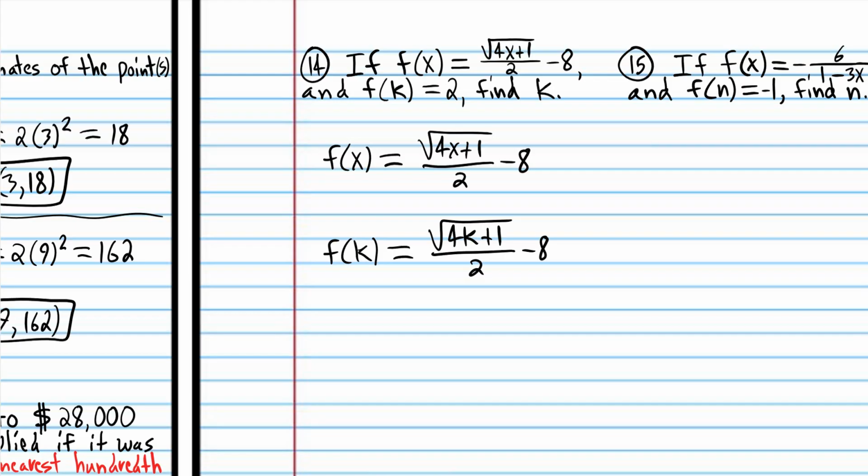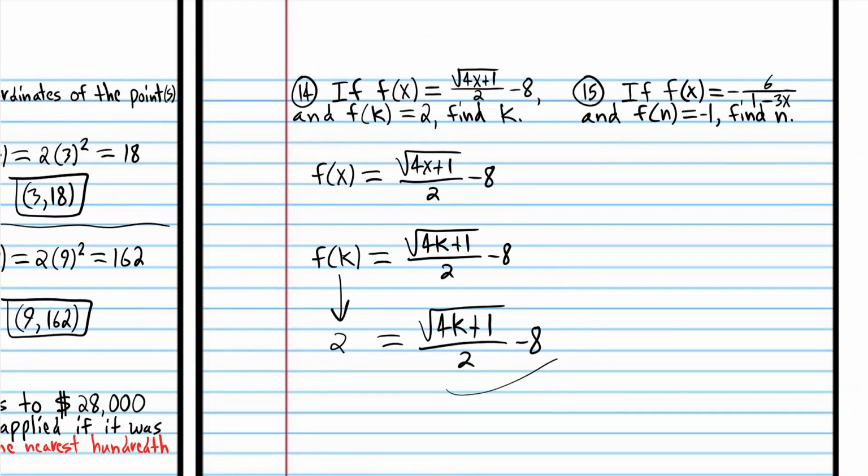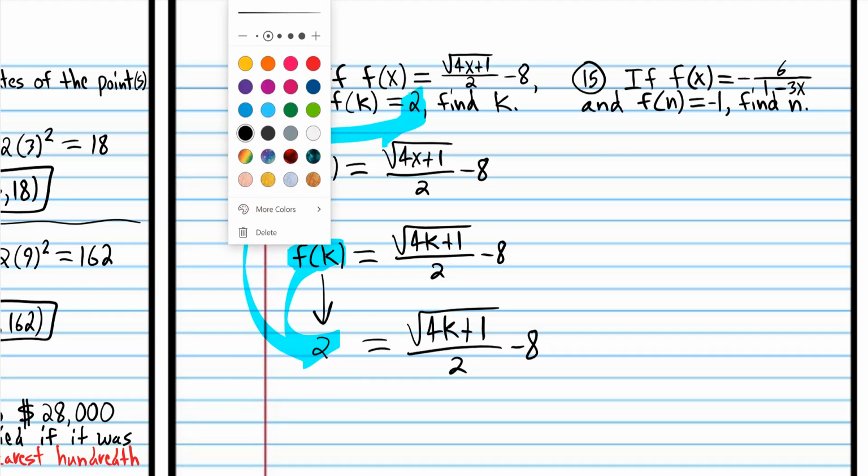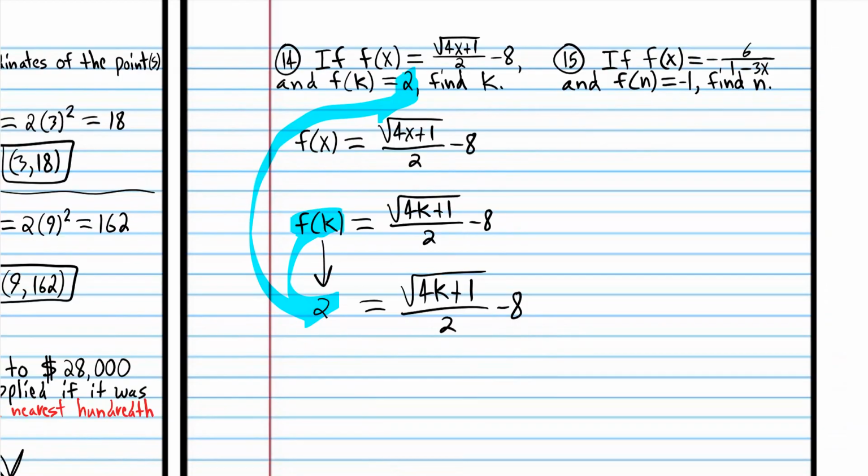All right? But they tell us that if you plug in k to the function, you get 2 as your output. So we plugged in k to the function, and the output should be 2. So I'm going to change this to 2. So now it's asking us to find what k is. Well, how do we do that? Well, obviously, we just solve the equation. So this is an equation with the square root. We're going to isolate the square root to solve the equation. So we're going to add 8 to both sides.